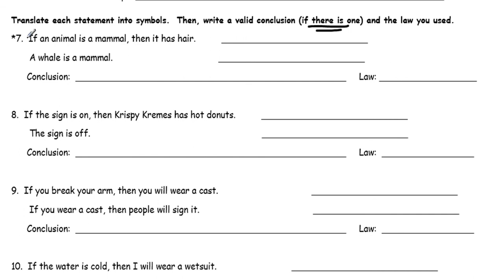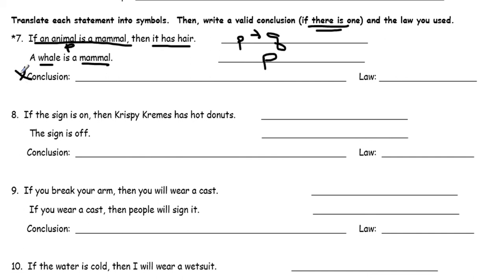So we start with, if an animal is a mammal, then it has hair. So symbolically, an animal is a mammal, that's P. Then it has hair, that's Q. A whale is a mammal. A whale is an animal that is a mammal. So we've just reintroduced our P again. We were just talking about an animal, a whale, that is a mammal. So that's P.